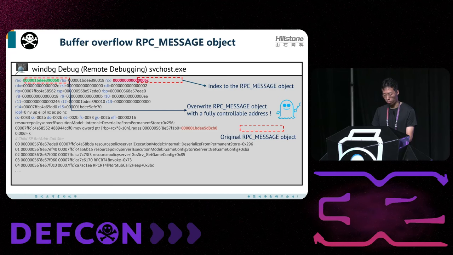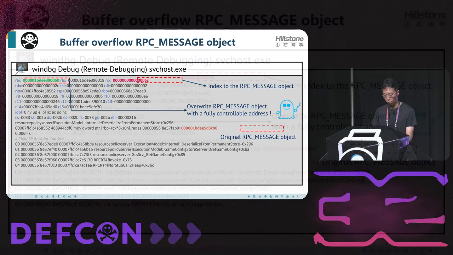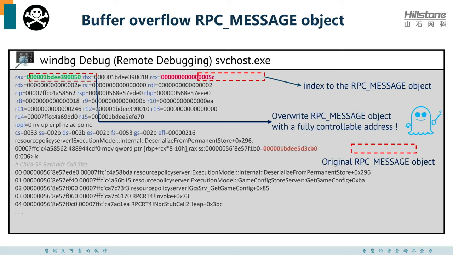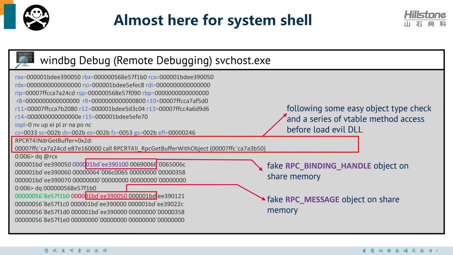Let's see what we write from the view of WinDbg. RCX is the array index, and we can fully control it. RAX is a shared memory address, and we can also fully control it. So you can see we easily override the RPC message pointer on the stack. When the server returns to the RPC core engine, it will operate on the fake object.